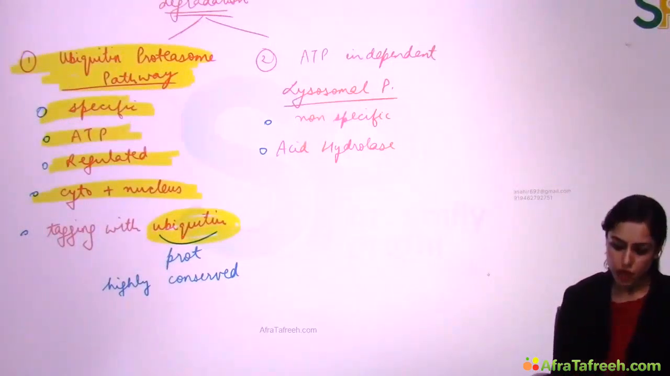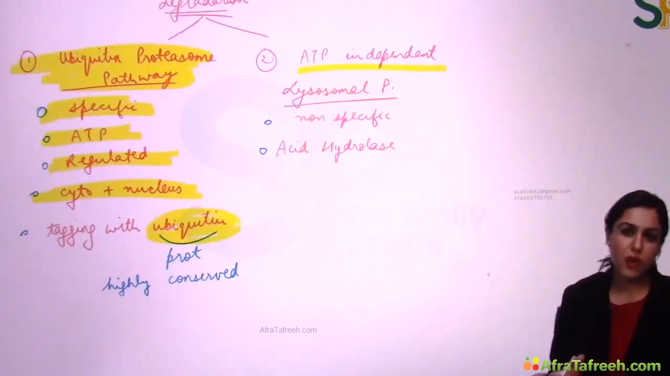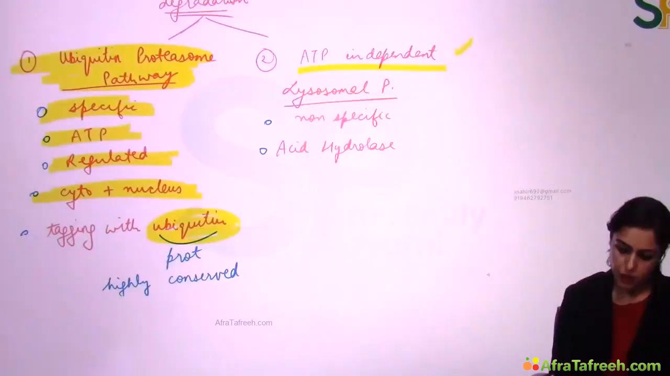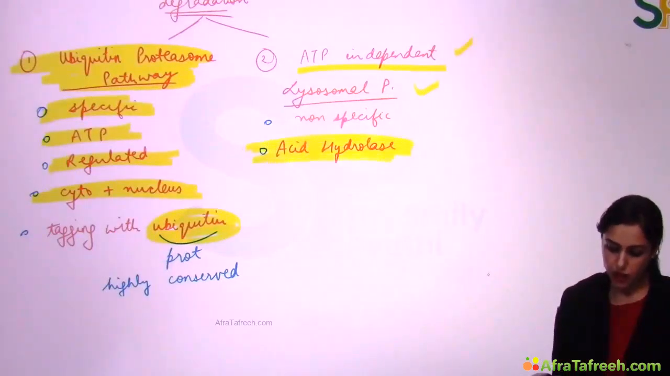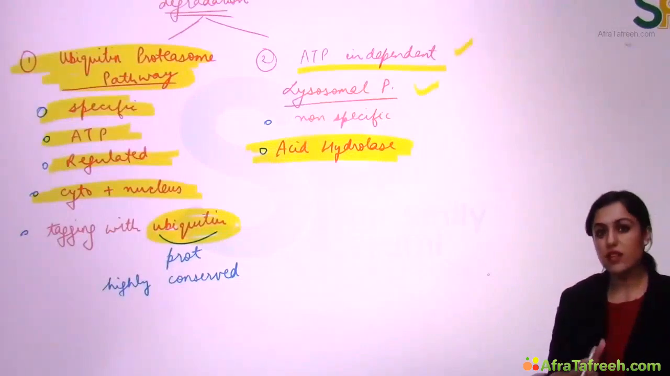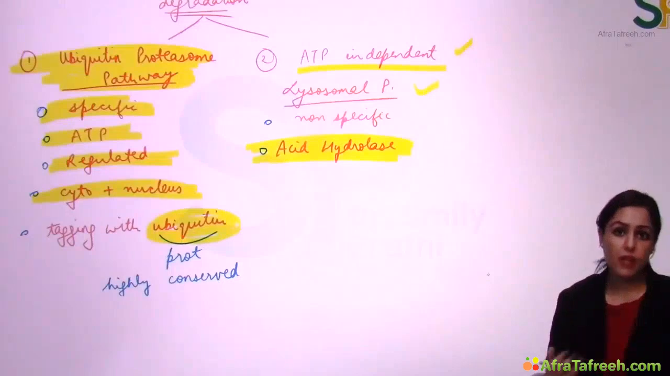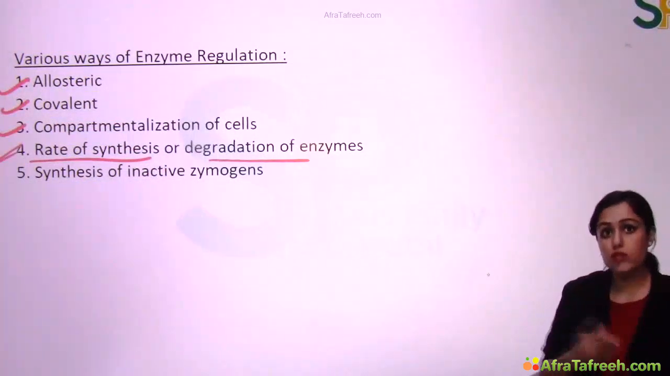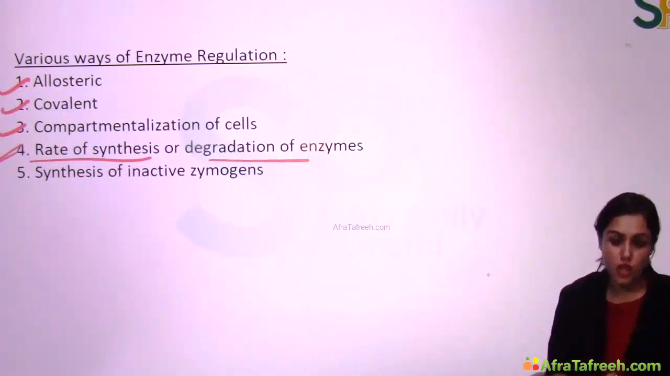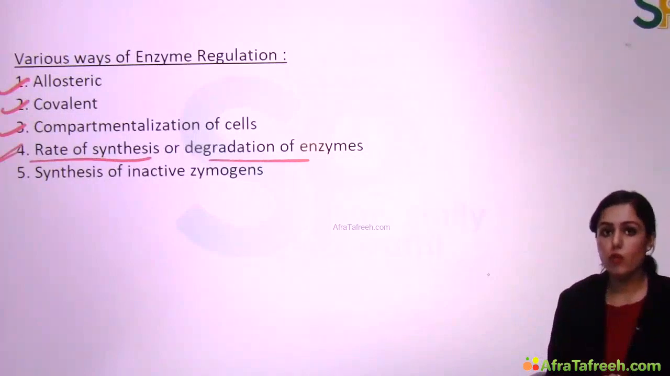On the other hand, other pathway is very non-specific pathway which is occurring in lysosomes, does not require ATP. It is ATP independent lysosomal pathway, and you know the name of enzyme is acid hydrolase, which is there. And this acid hydrolase enzyme is also very non-specific enzyme which can break down many macromolecules, not only proteins, it can break many macromolecules. So we're done with fourth way of enzyme regulation also, rate of synthesis of enzyme which occurs at the level of gene, and rate of degradation, for which we have done two pathways. One is ATP dependent, other is ATP independent.